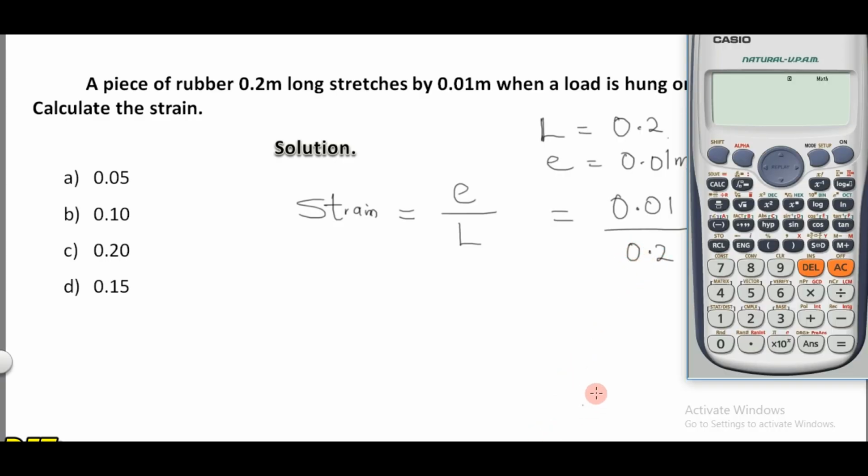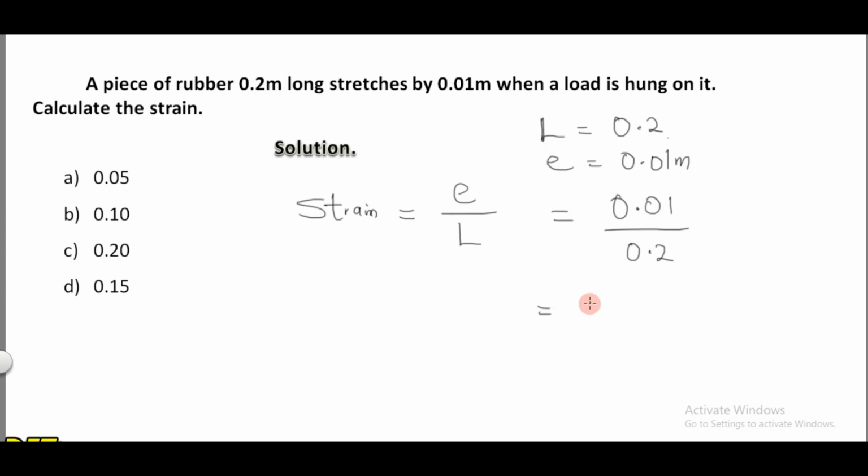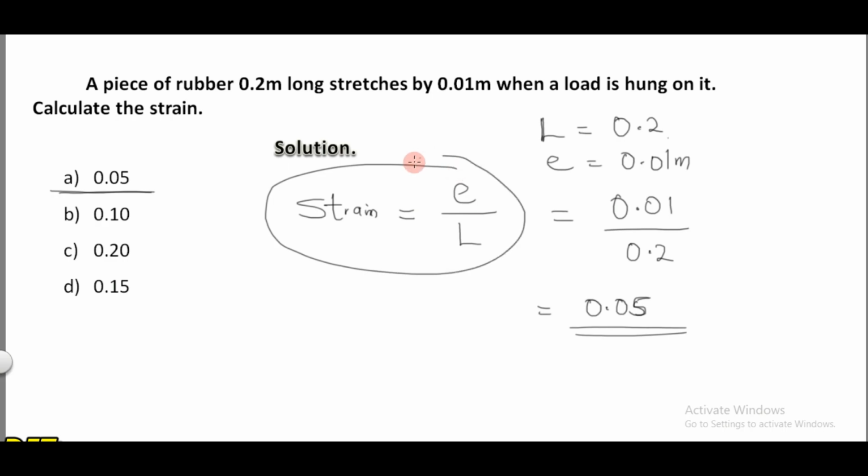So I'll bring out my calculator and punch that. 0.01 divided by 0.2 is equal to 1 over 20, and that is equal to 0.05. This is my answer. So the correct answer here is Option A.